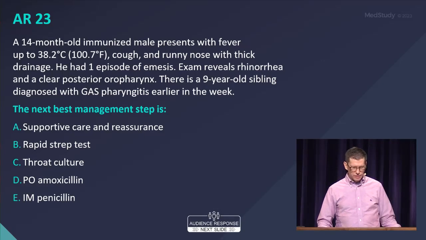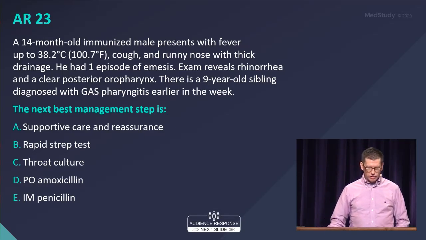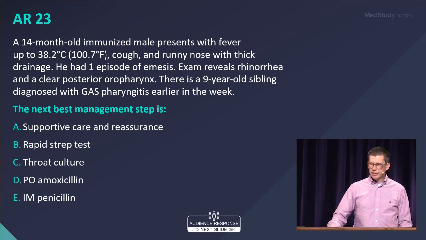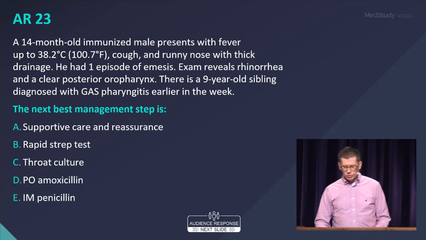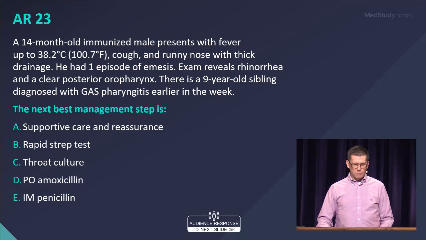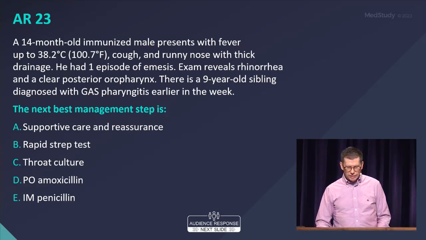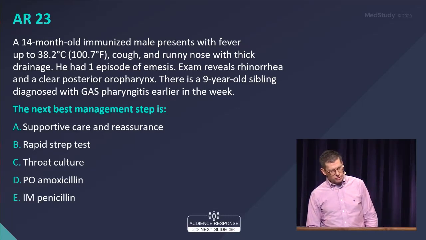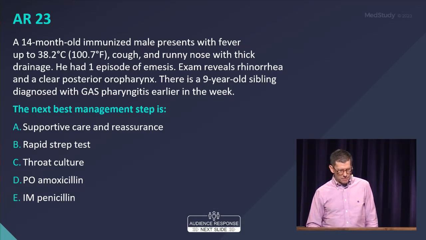All right, next case, AR23. A 14-month-old immunized male presents with fever up to 100.7, cough, and a runny nose with thick drainage. Had an episode of emesis. Exam reveals rhinorrhea and a clear posterior oropharynx. There is a 9-year-old sibling diagnosed with group A strep pharyngitis earlier in the week. The next best management step is A, supportive care and reassurance, B, a rapid strep test, C, a throat culture, D, PO amoxicillin, or E, IM penicillin.